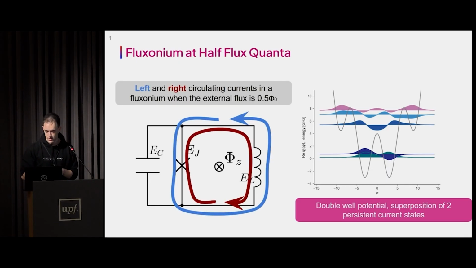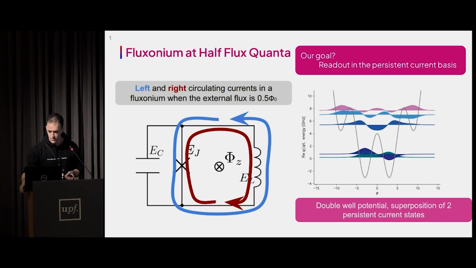For this double-well potential, we have left and right circulating currents, clockwise and anticlockwise, at half Phi naught. And why is this important? Many algorithms rely on this persistent current basis. When you want to run an algorithm in your quantum computer, you encode your problem as a Hamiltonian that you then try to represent in terms of this persistent current basis. Obviously, when you finish running the algorithm, you want to read out in this persistent current basis, and that's what we are here for.